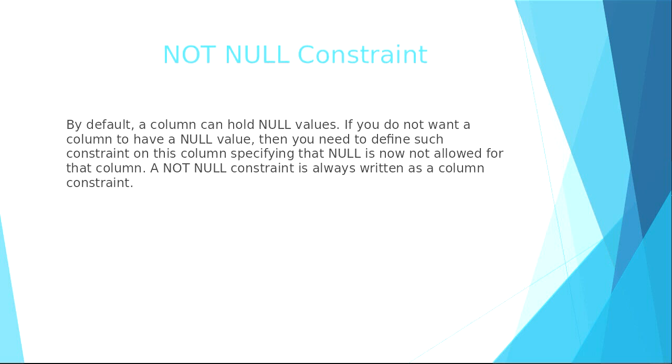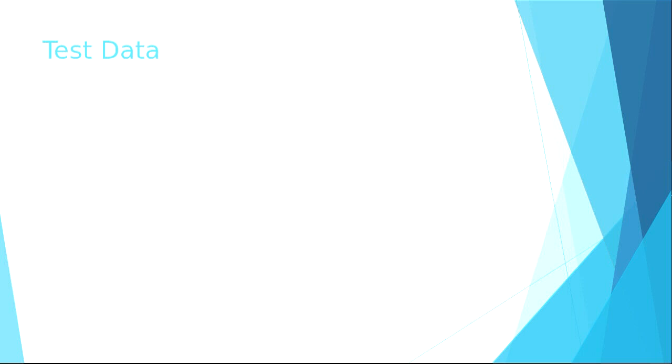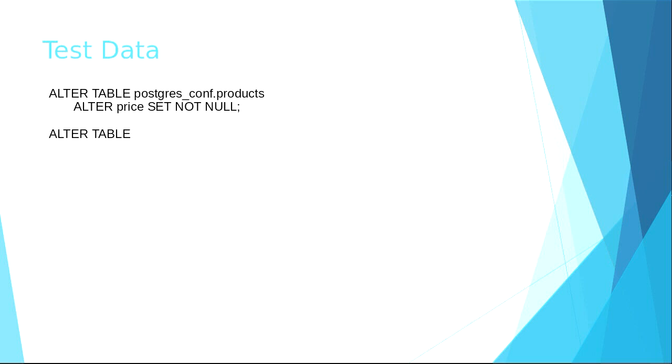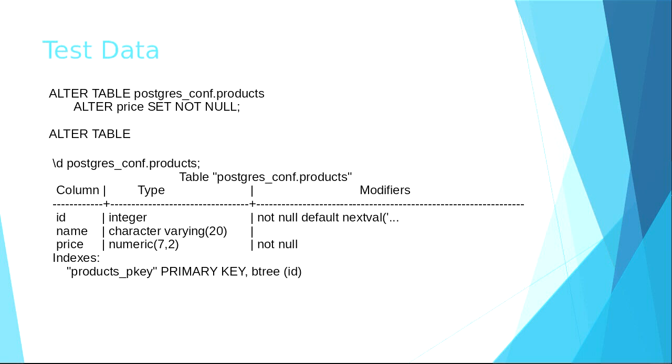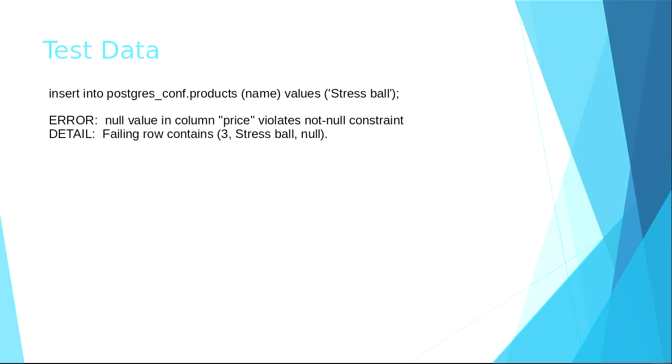Next is the not null constraint. With the not null constraint, you can explicitly say that you do not want to accept any nulls into the value, so that it must have a valid value. And then next we're going to add a not null constraint to the price column, and there you can see the describe command, and it added the not null on the price column. And in the next one, we wanted to insert another value into the column. It says it's violating the not null constraint.